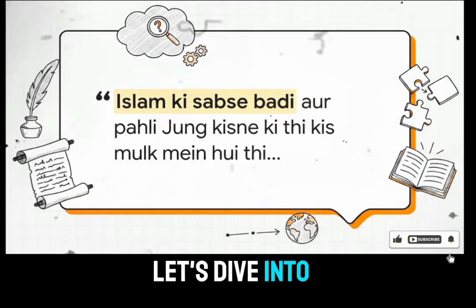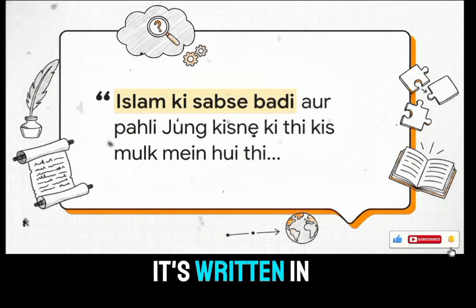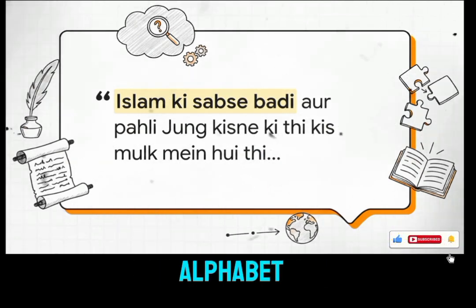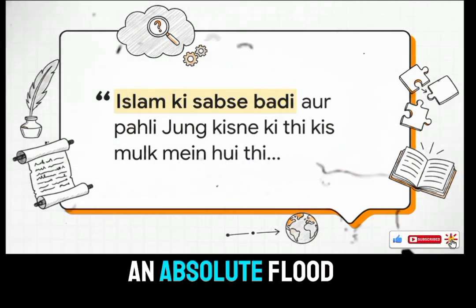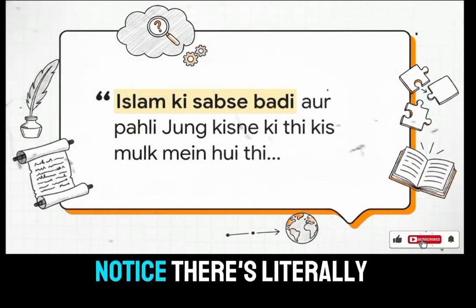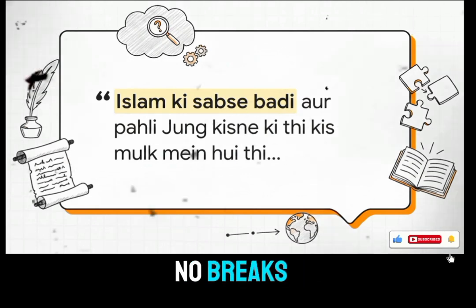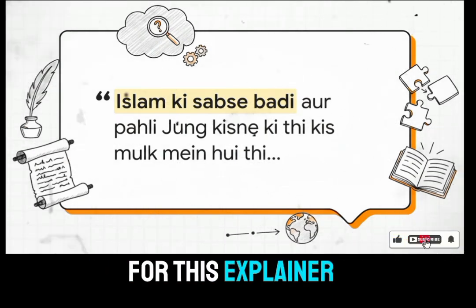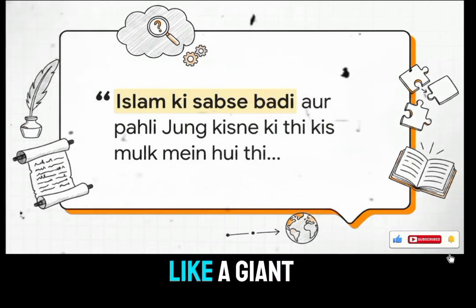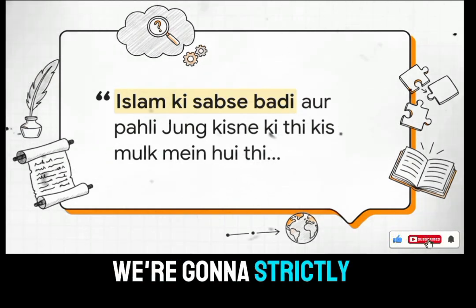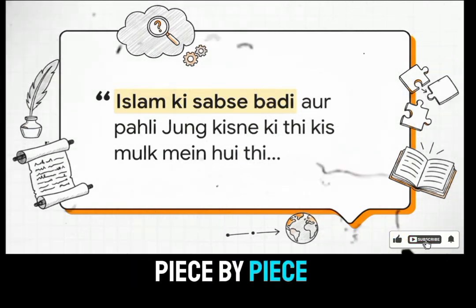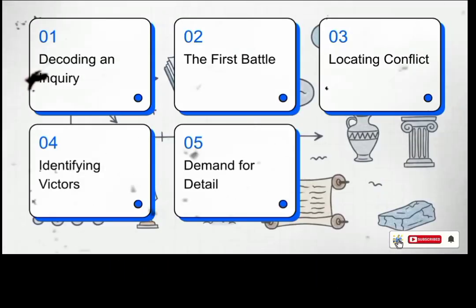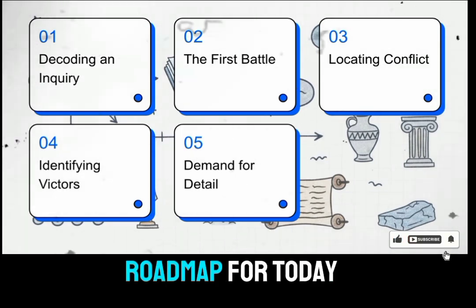Okay, let's dive into our raw source material. It's written in Roman Urdu, meaning it's Urdu vocabulary but written out using the English alphabet, and man, it reads like an absolute flood of historical curiosity. Notice there's literally no punctuation, no breaks. It's just pure, unadulterated passion pouring out. So our challenge for this explainer is to treat this whole thing like a giant linguistic puzzle. We're going to strictly translate it into English piece by piece and bring some logical structure to this wildly unstructured wall of text. To make that happen, here's our roadmap for today.